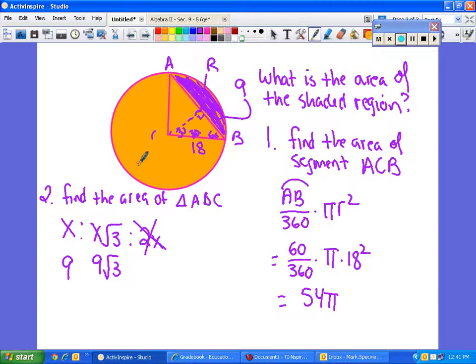Now here's our formula: 1/2 base times height. We know our base all the way across the triangle is 18. We know that the height is 9 times the square root of 3. Multiplying and dividing by 2, what we end up with is 81 times the square root of 3.